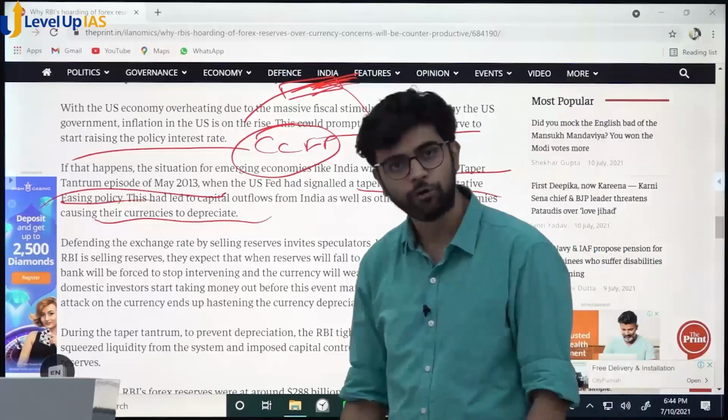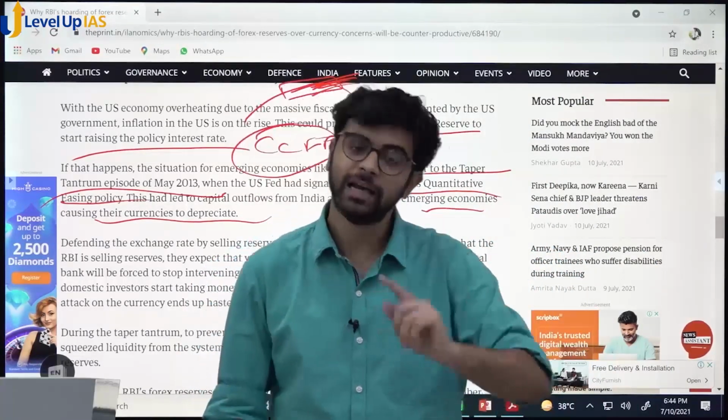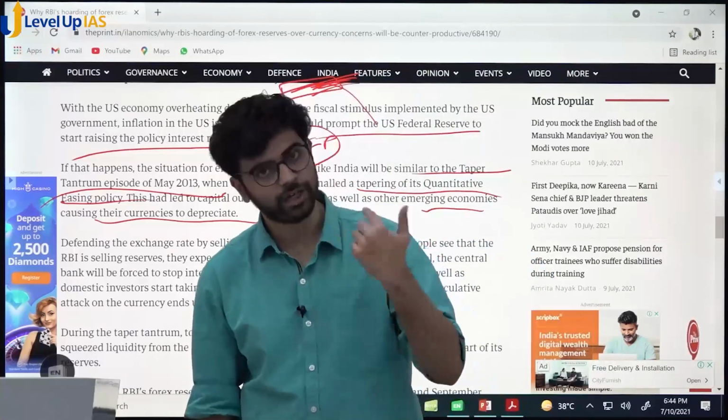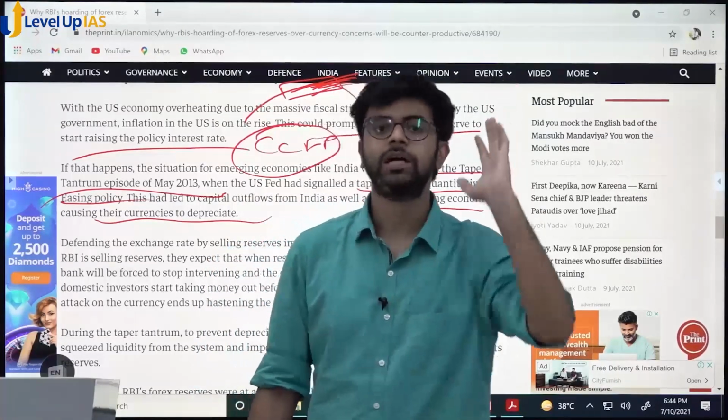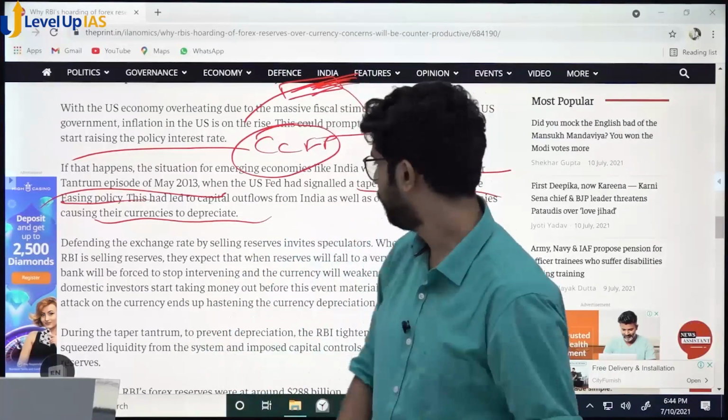When there will be capital outflow, what will happen? There will be a deficit on account of capital account. Now that deficit has to be filled in. If it is not filled in, then currency will start to depreciate. Are you getting this? I hope you are getting this.